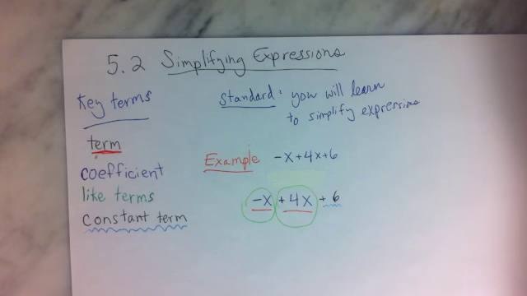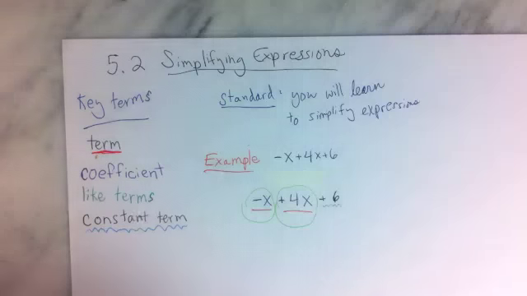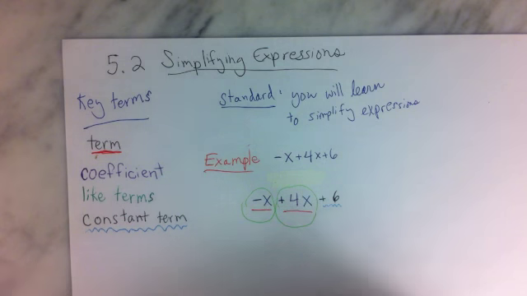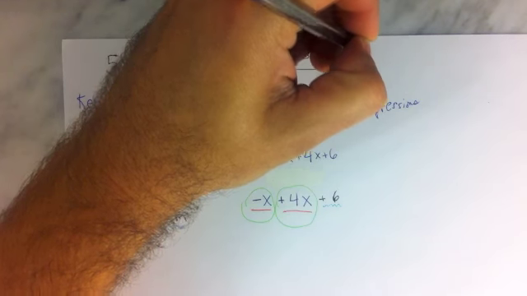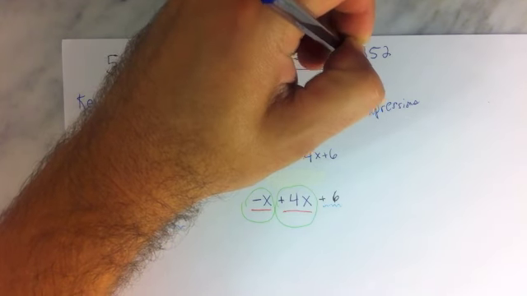Today's lesson is 5.2, Simplifying Expressions. And you guys can turn your books to page 252. Go ahead and put that there for you. 252.